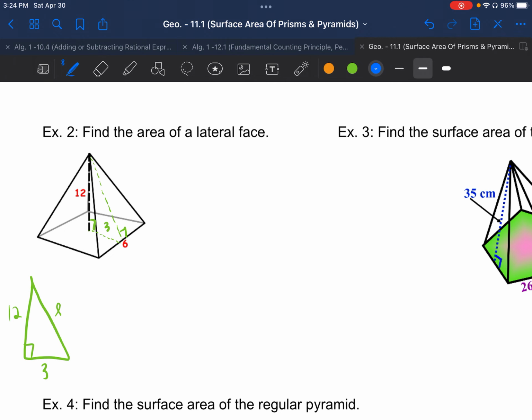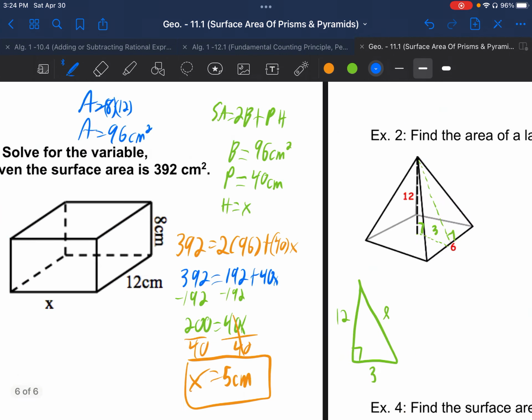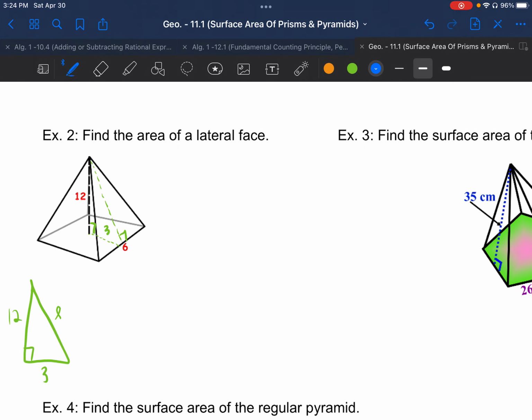So in order to find that slant height, once again, we put it in the Pythagorean Theorem. 12 squared plus 3 squared, in either order, is equal to our lateral height squared. 12 squared is 144, 3 squared is 9, and our lateral height squared is just lateral height squared, or L squared. 144 plus 9 is 153.